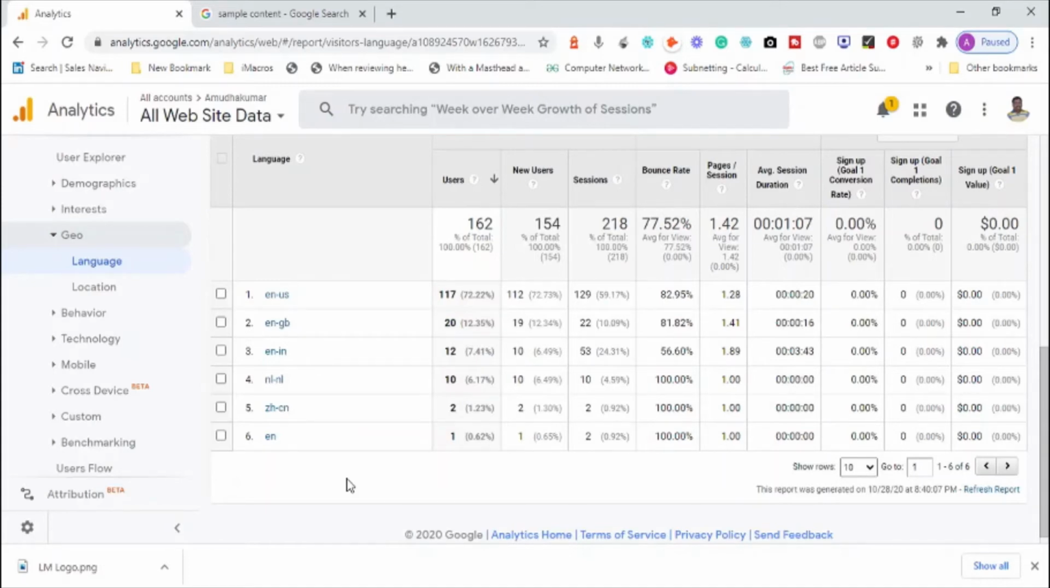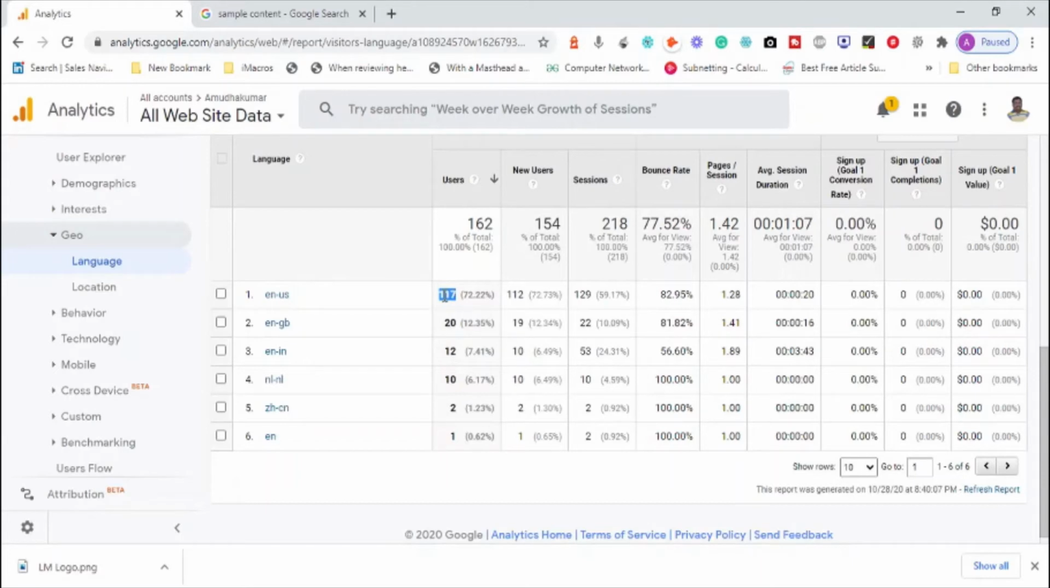Now, what will I do when I create content for my website? I will make sure that my English content is written with the priority of US English rather than Indian English or GB English. Number one, because the maximum visitors coming to my website are using English US. So I'll make sure that the content written on my website follows the guidelines of English US, starting from the spelling to the grammar to the content presentation, whatever we call it.